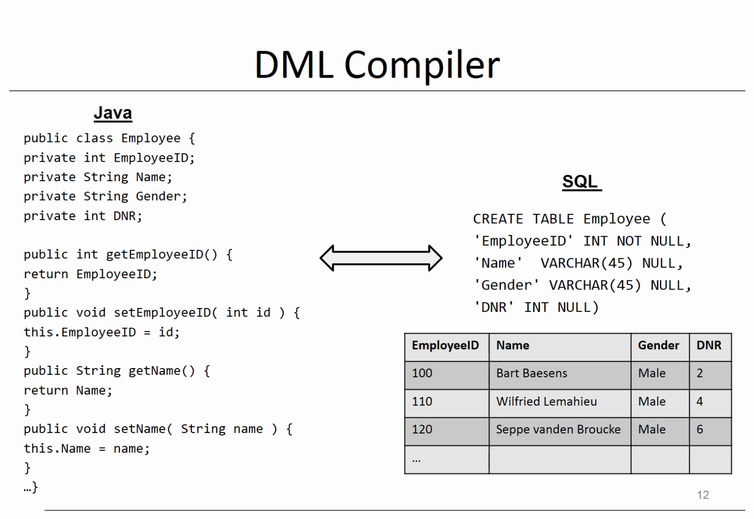Here you can see the impedance mismatch problem illustrated once more. To the left, we have a Java class employee with characteristics such as employee ID, name, gender, and department number. It also has getter and setter methods to implement the OO principle of information hiding. To the right, we have the corresponding SQL DDL, which essentially stores information in a tabular format, as you can see illustrated.